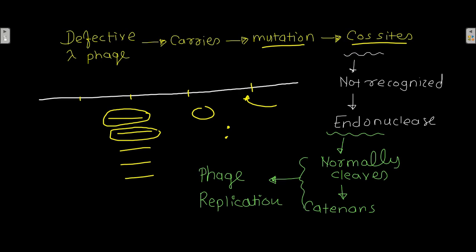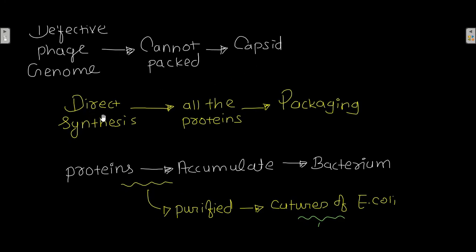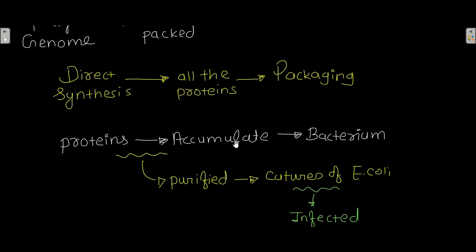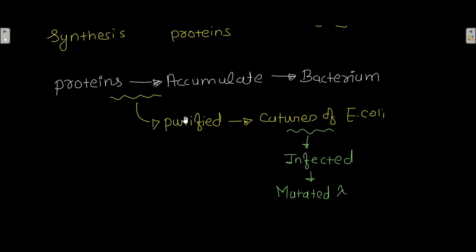Okay, so this defective phage genome cannot be packed by the capsid. There is direct synthesis of all the proteins which are required for packaging, and these proteins are not used because the phage genome is defective now. So the proteins accumulate in the bacterium, and you can purify those proteins from the cultures of E. coli which is infected by that mutated lambda phage, which had the mutation at the cos sites.